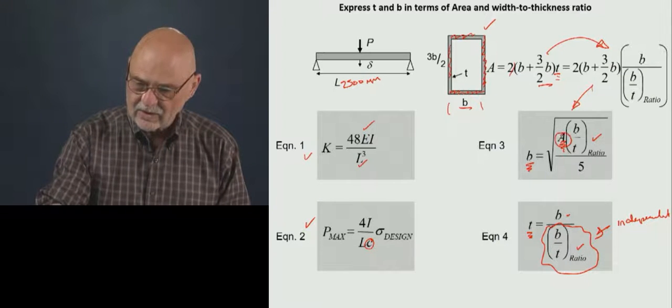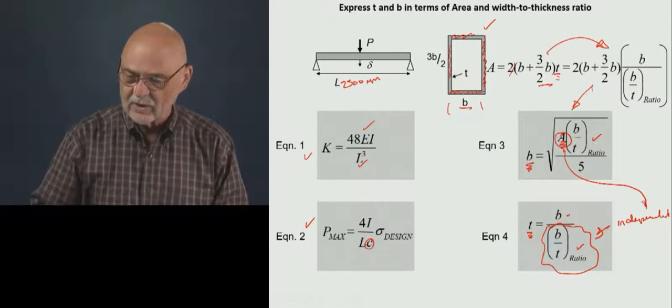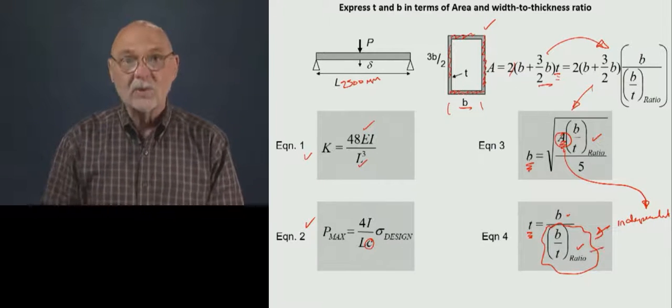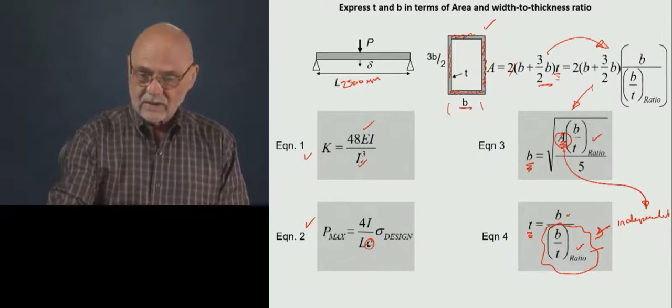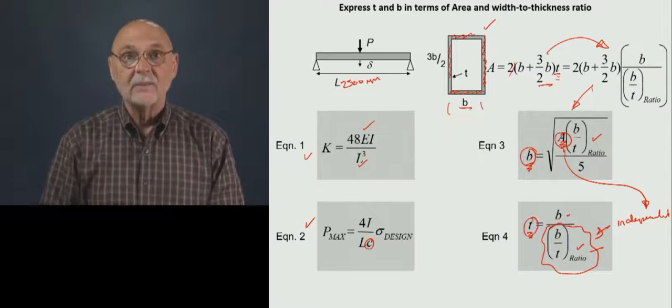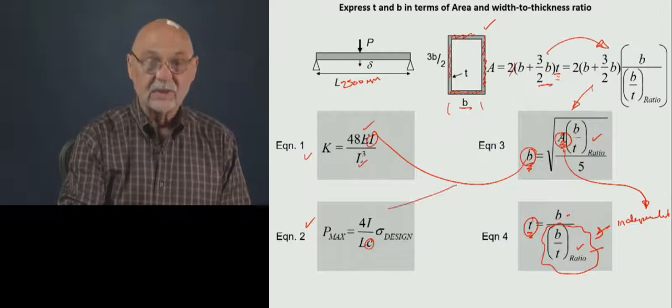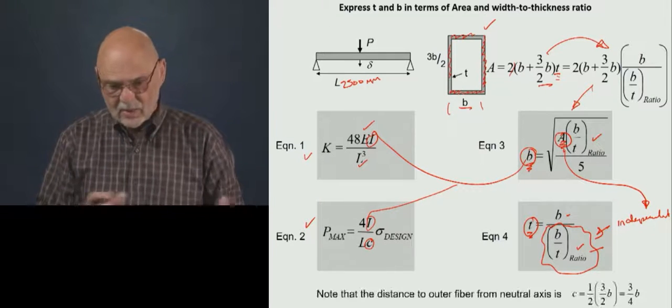And the cross-sectional area is also going to be an independent variable. So we'll pick a cross-sectional area, we'll pick a B over T ratio. From that, we can calculate a B and a T. Once we know that, we can calculate the moment of inertia and then solve these two equations. So that's kind of where we're heading.